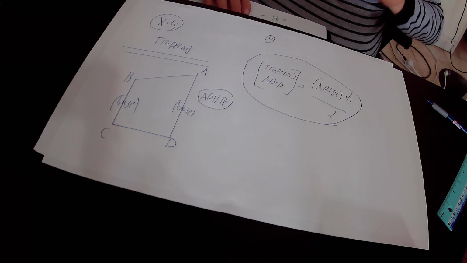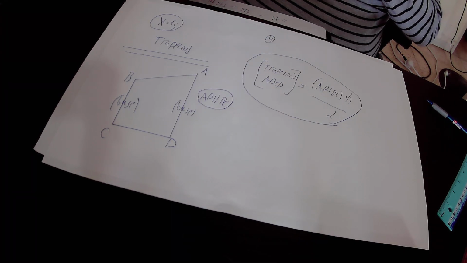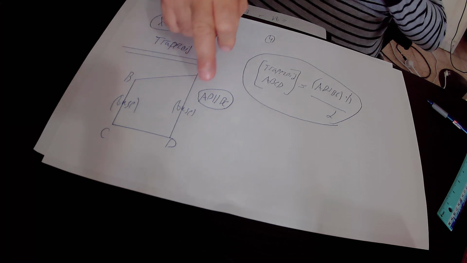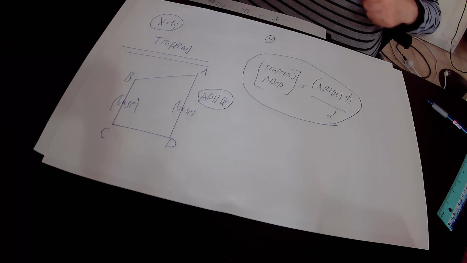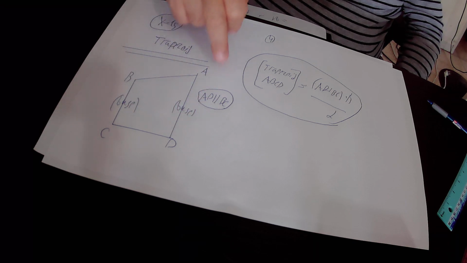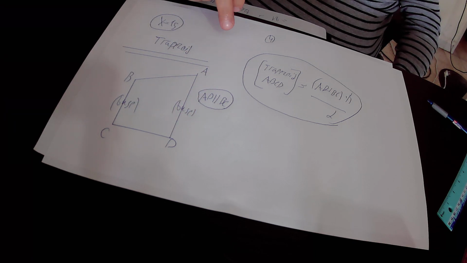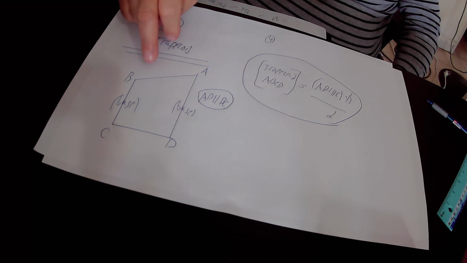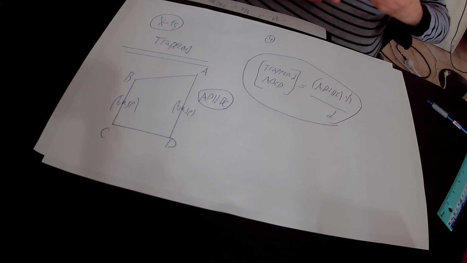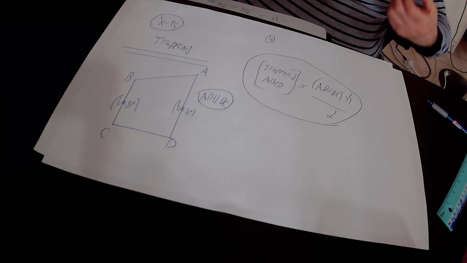In the next step, I actually presented to you the formula for the area of any trapezoid. Here, quadrangle ABCD is a trapezoid. Why? Because it has one pair of parallel sides. Side AD is parallel to side BC. The definition of a trapezoid is a quadrangle with one pair of parallel sides.